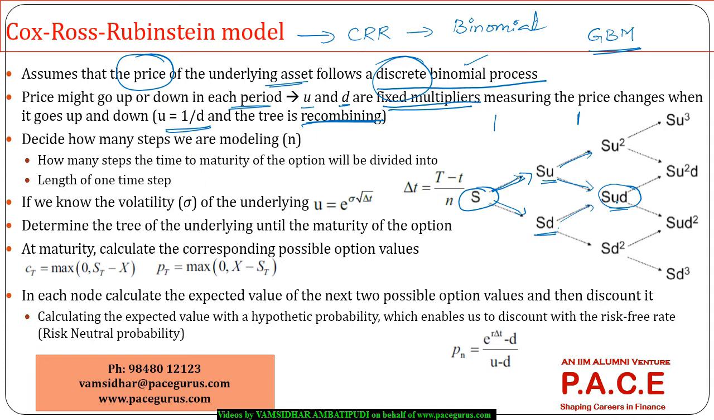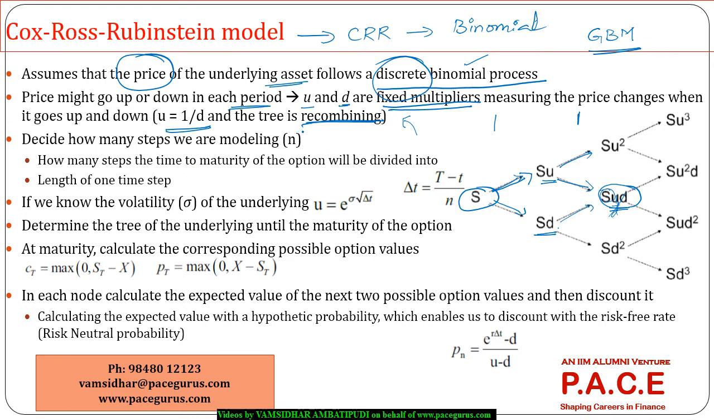It will be the same as S because it has gone up by U and come down by D. Here also it came down by D and went up by U, and we also know that U is 1 by D, so these two will be similar to S. That is what makes the tree recombining. So the Cox-Rubinstein model typically assumes that your stock price tree is a recombining tree. So these are some of the things that go into the pricing.